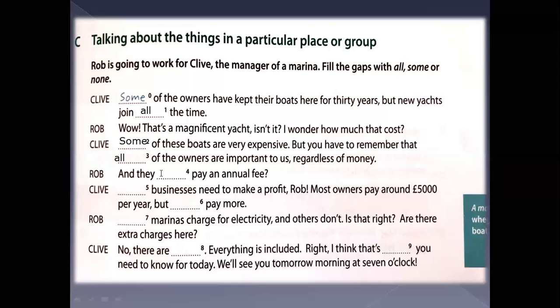And they all pay an annual fee. Business needs to make profit, Rob. Most owners pay around £5,000 per year, but some pay more. Hey, what do you think? All again. All businesses need to make money. Yes, most owners pay £5,000, but some pay more. Exactly, some pay more.